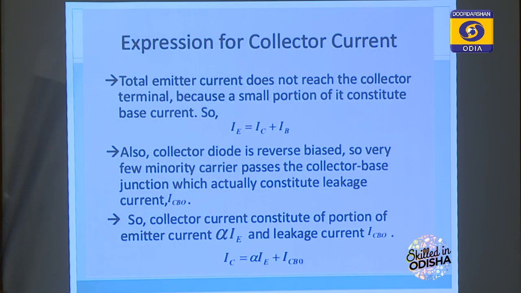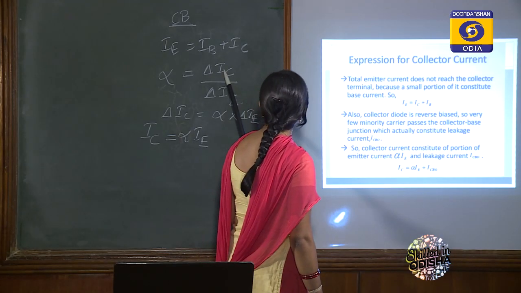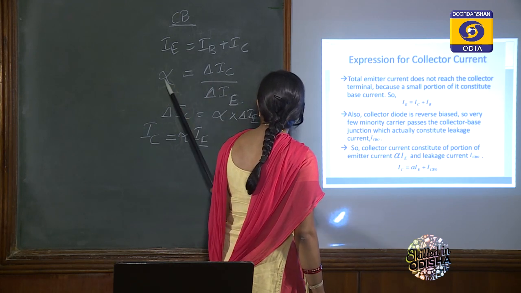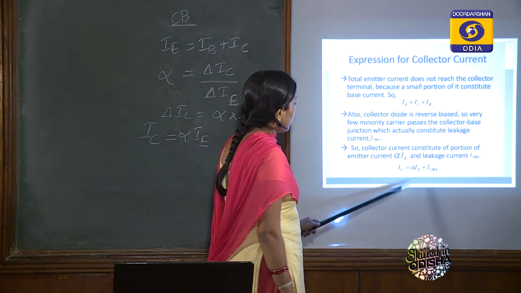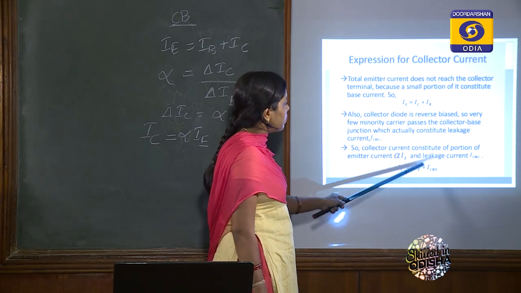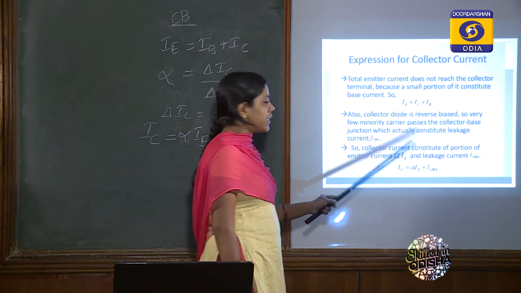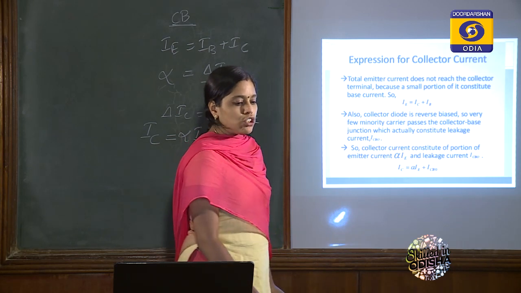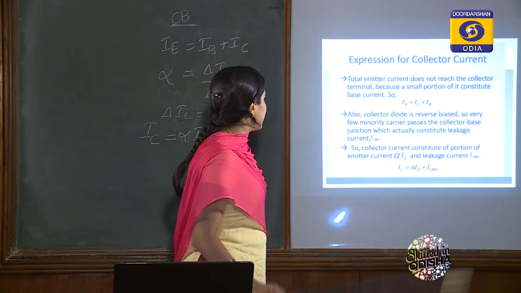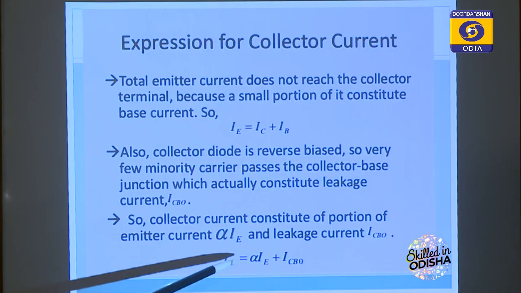Here, from the previous equation, alpha is equal to delta IC by delta IE, so delta IC is equal to alpha into delta IE, so IC is equal to alpha into IE. Then next is ICBO: because the collector base junction is reverse biased, due to minority charge carriers a current also flows in the junction, that is ICBO. So IC is equal to alpha IE plus ICBO.